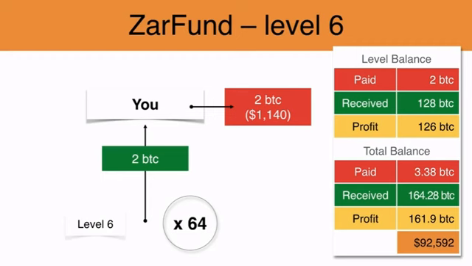Your total balance will show you paid 3.38 Bitcoins and received 164.28 Bitcoins, of a profit of 161.9 Bitcoins, of a grand total of $92,592 at the present moment. And again, like I said, Bitcoin is actually going up, so I'm sure this will easily top $100,000 in total, with the completion of your 64 people putting in their 2 Bitcoins.